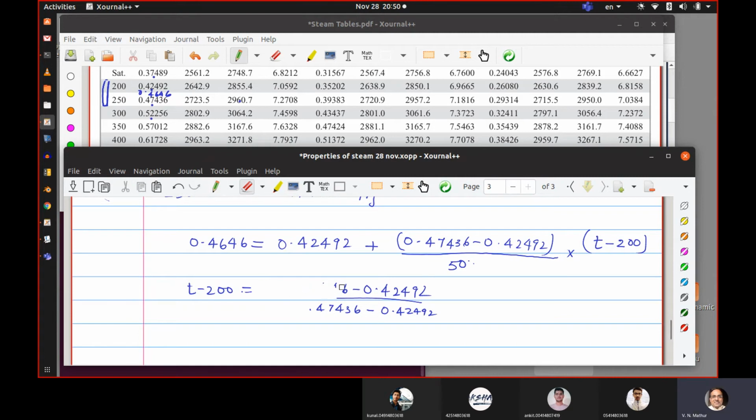Let us use only three significant figures, because we have a value after decimal point. If we are using three significant figures, that means the probable chance of making an error is at the most 1%. So I am writing this 0.4646 as 0.465.